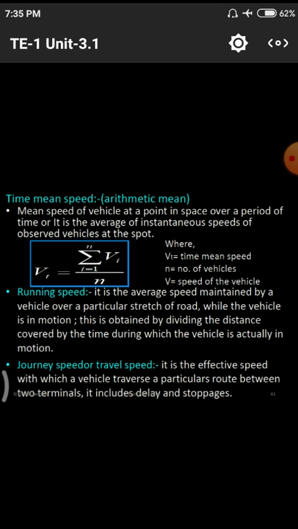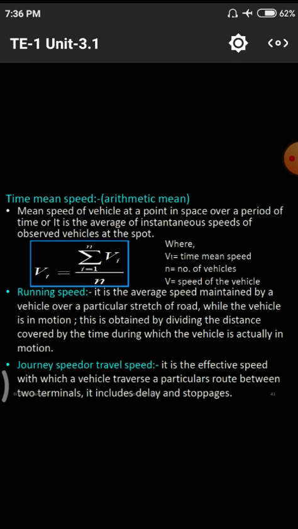So we need to go for this running speed; we have to know the average speed maintained by a vehicle over a particular stretch of road. If you have a national highway with no horizontal curves or vertical curves, the vehicle can move with great velocity. If there is a vertical curve or a horizontal curve, the vehicle will have to move at a slower speed. So depending upon the path the vehicle travels on a particular surface, the speed differs for different paths.